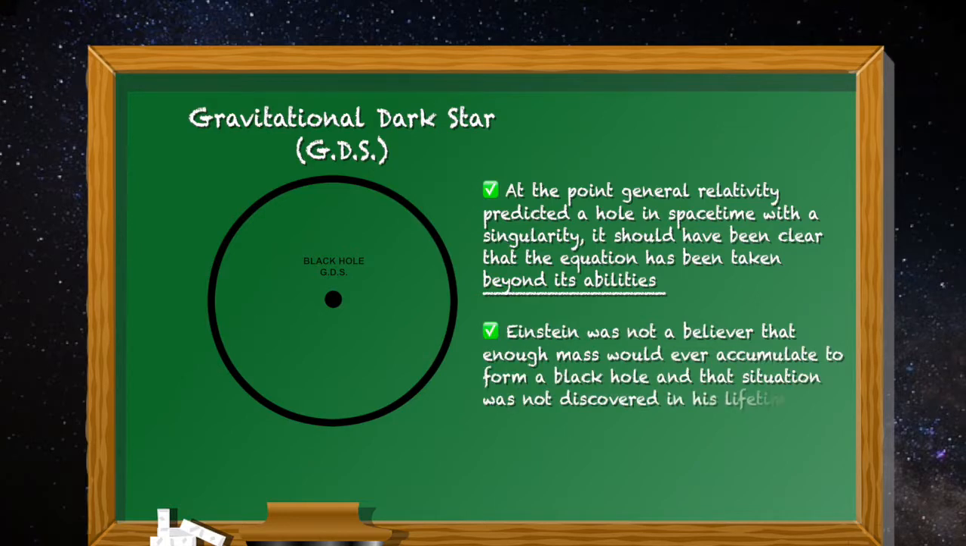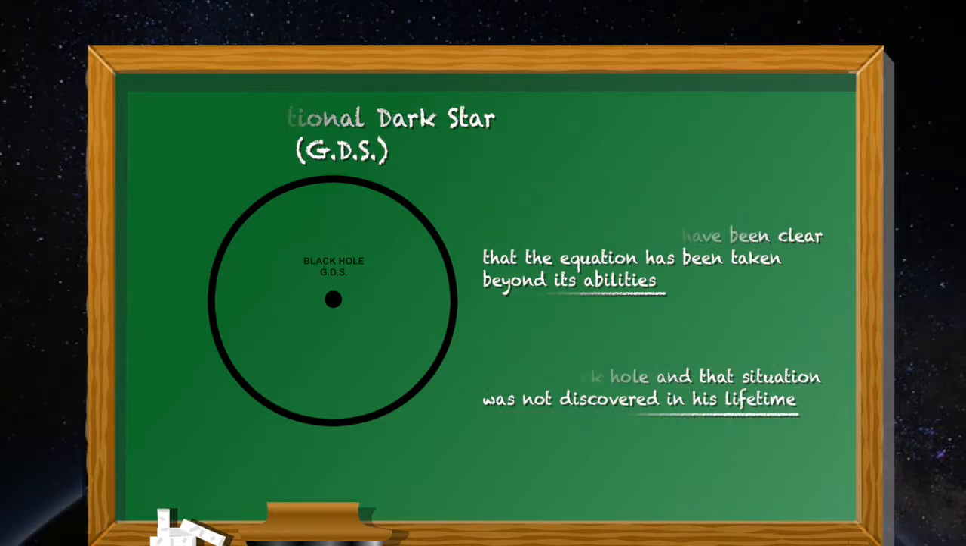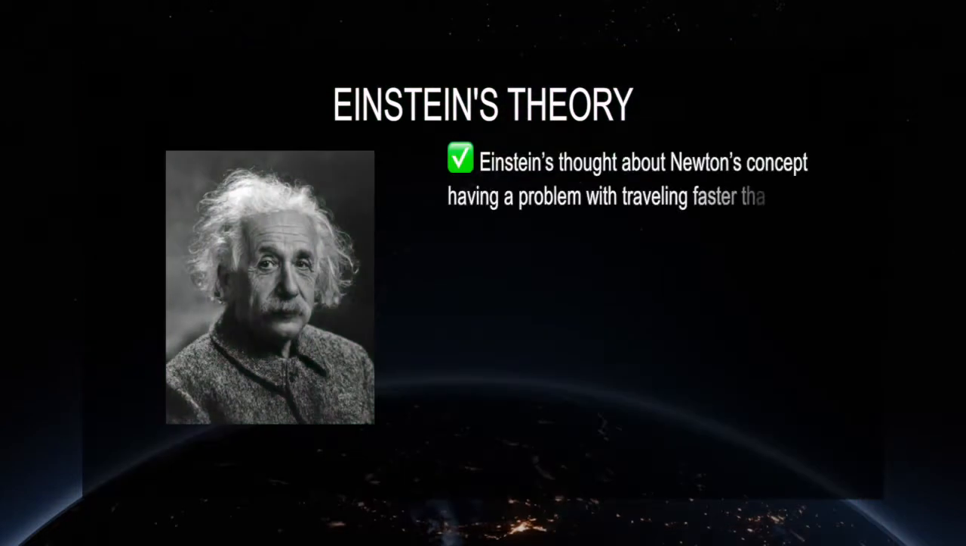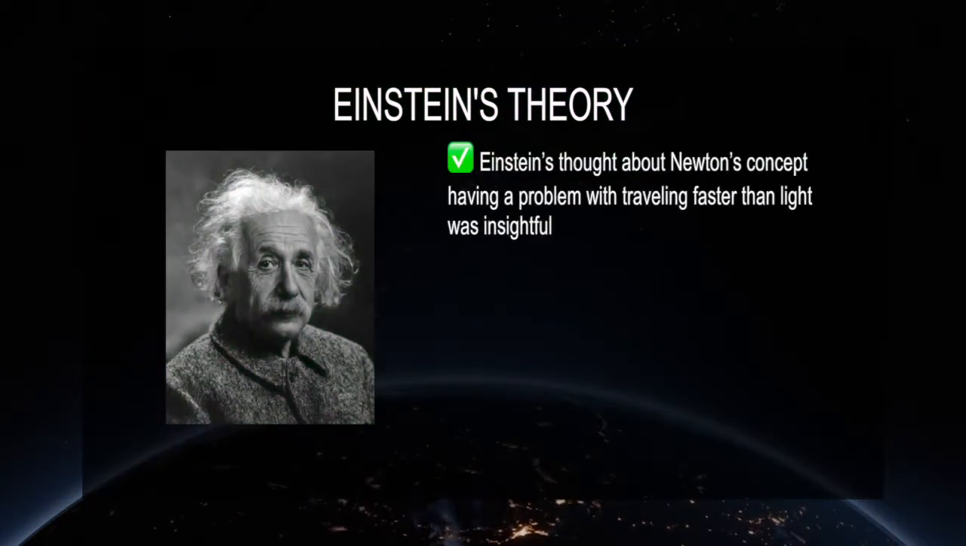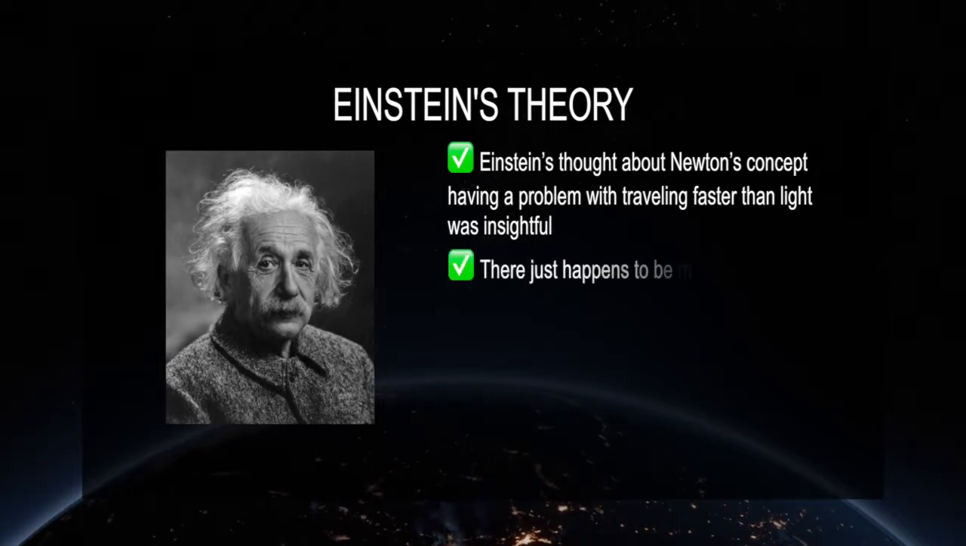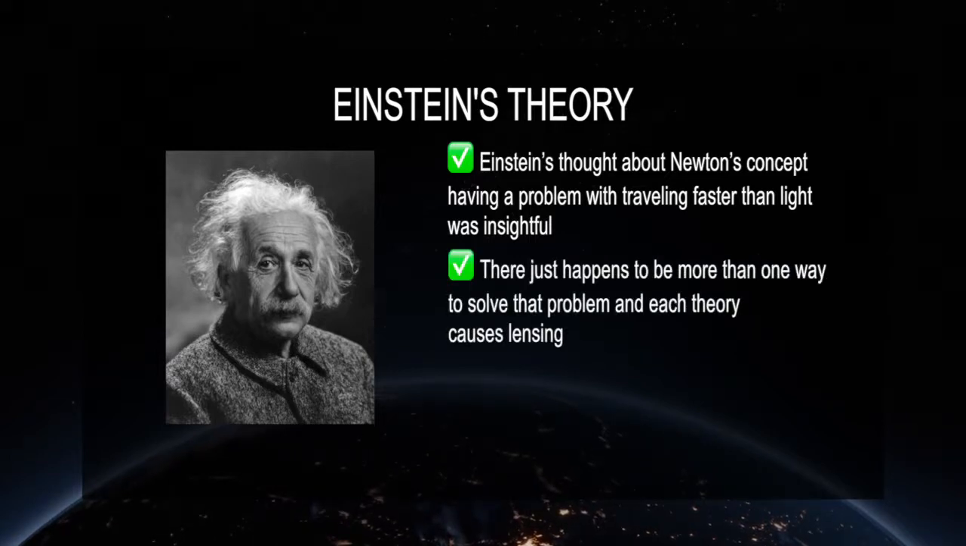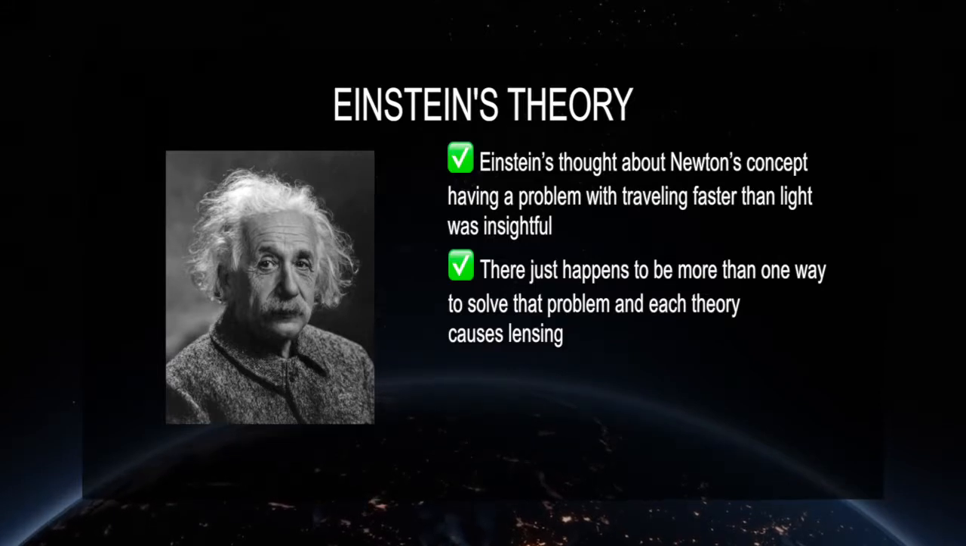Einstein was not a believer that enough mass would ever accumulate to form a black hole, and that situation was not discovered in his lifetime. Einstein's thought about Newton's concept having a problem with traveling faster than light was insightful. There just happens to be more than one way to solve that problem, and each theory causes lensing.